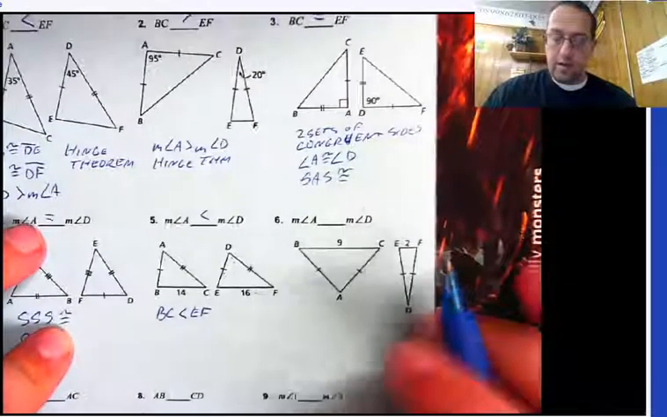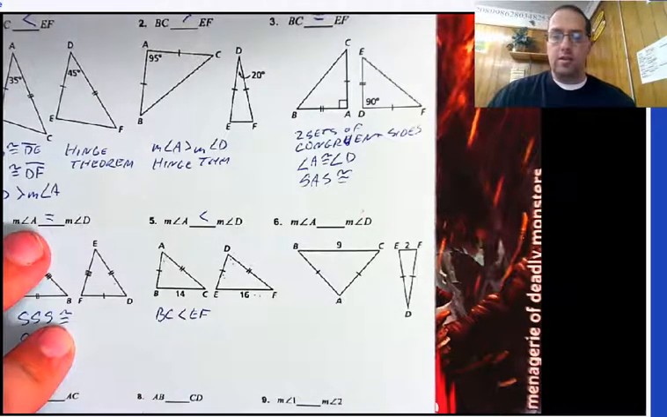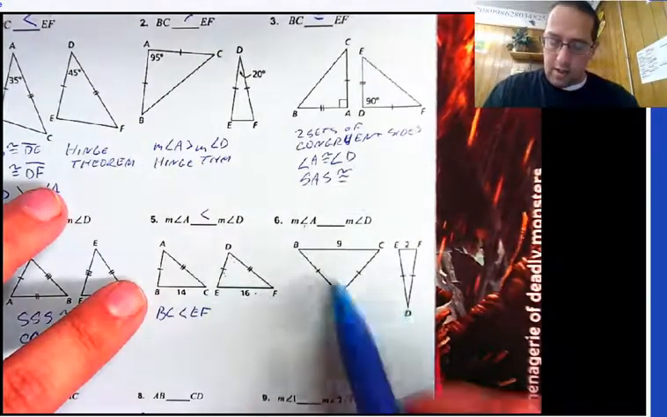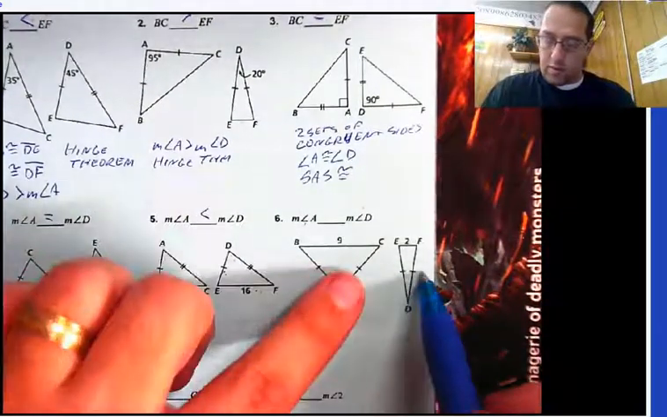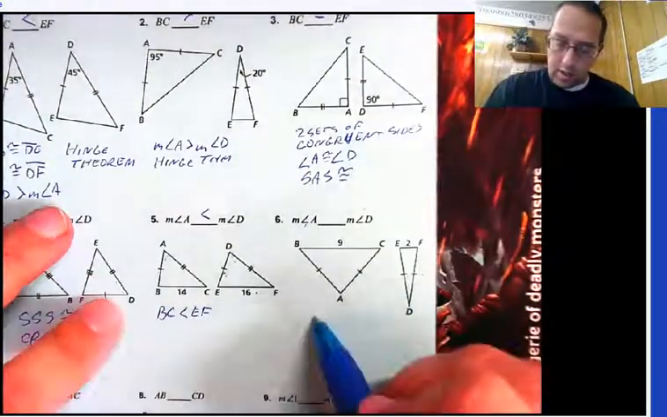How about you pause the video and you do number 6 on your own, then come back and check it. All right, let's see how you did. Comparing A and D, the two sides that form those two angles are congruent to each other, right? And so let's see.